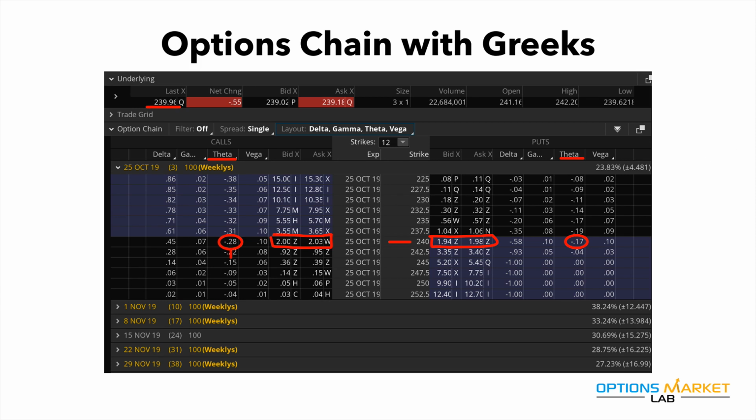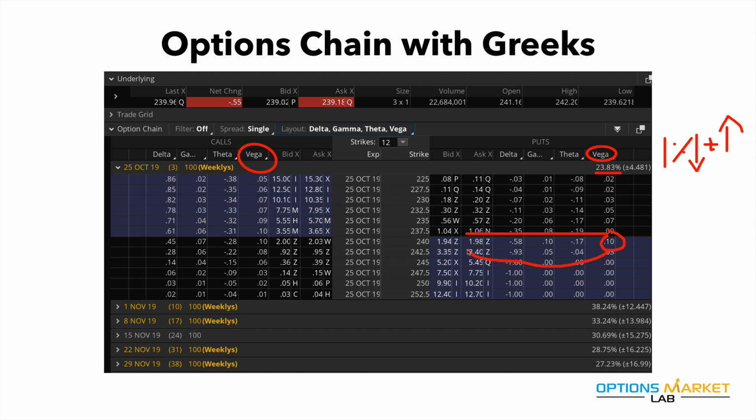And now the fourth Greek is called the vega. Now vega is correlated directly with your implied volatility. Now for every 1% move of implied volatility, you either add, if the implied volatility increases, the vega onto your premium. But if the implied volatility goes down 1%, you take out this number from your premium.